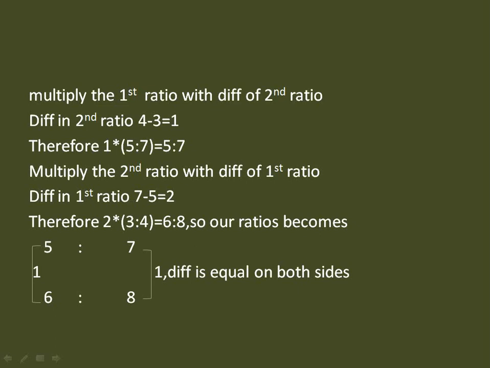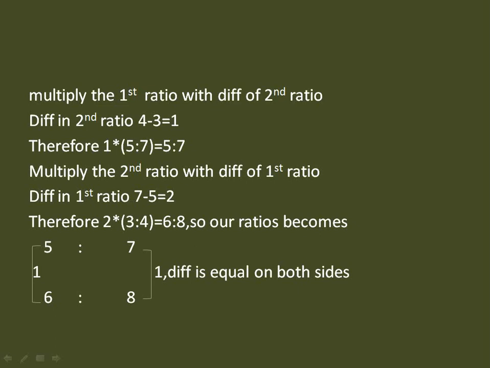That is 5:7. Multiply the second ratio with the difference of the first ratio. What is the difference of the first ratio? 7 minus 5, that is equal to 2. So we have to multiply this 2 with 3:4. So 6:8. Now our ratios become 5:7 and 6:8. Take the difference on both sides: 1, 1. Now the difference is equal.